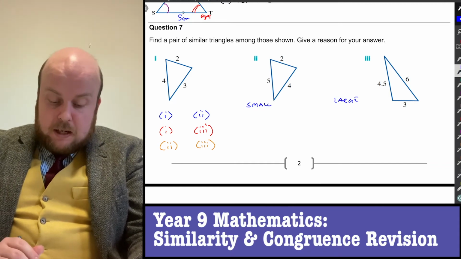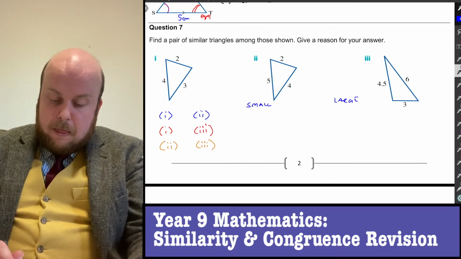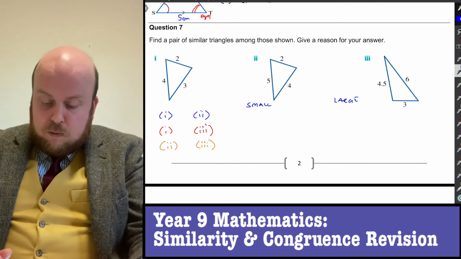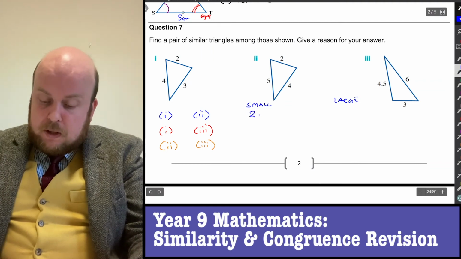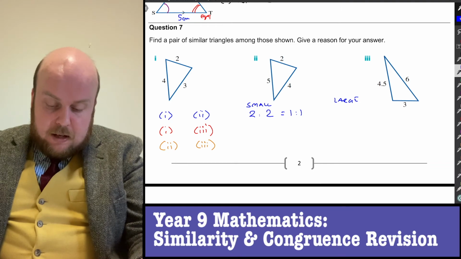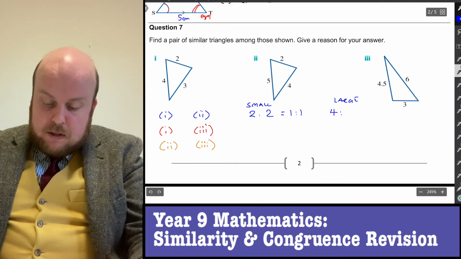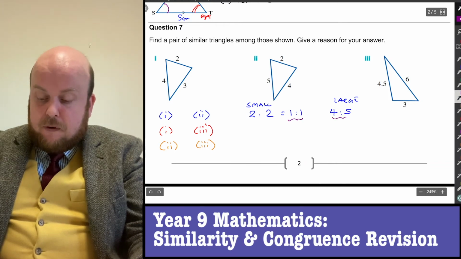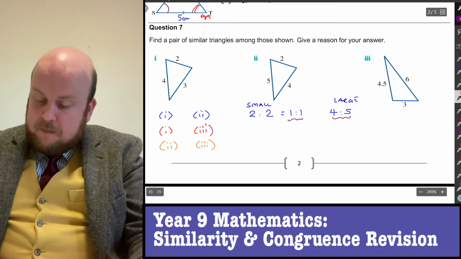So for the smaller sides between triangles 1 and 2, we're going to make a ratio of the smaller sides. The smaller side of triangle 1 is 2. The smaller side of triangle 2 is 2. And that is equal to 1 to 1. The largest sides would be 4 to 5. Now, because the ratios 1 to 1 and 4 to 5 are not the same, they are not similar.